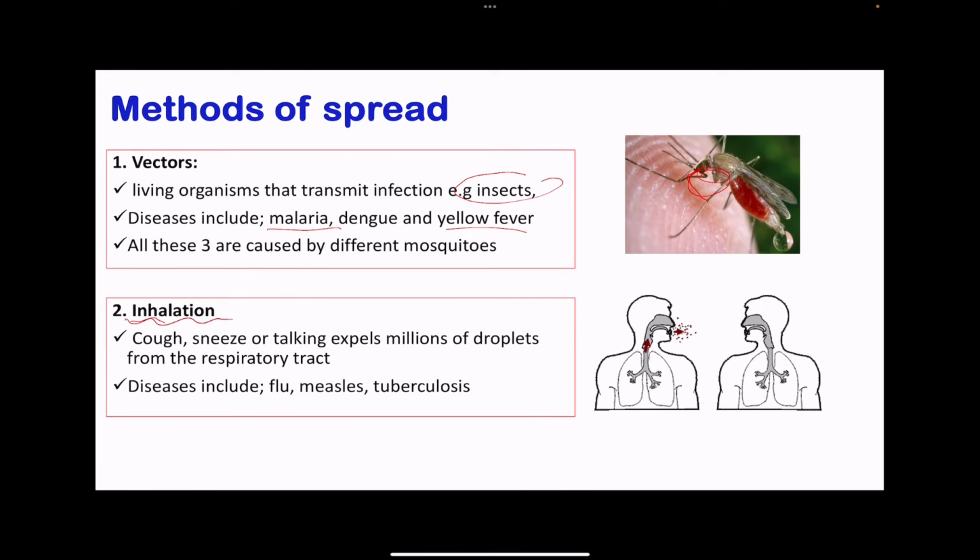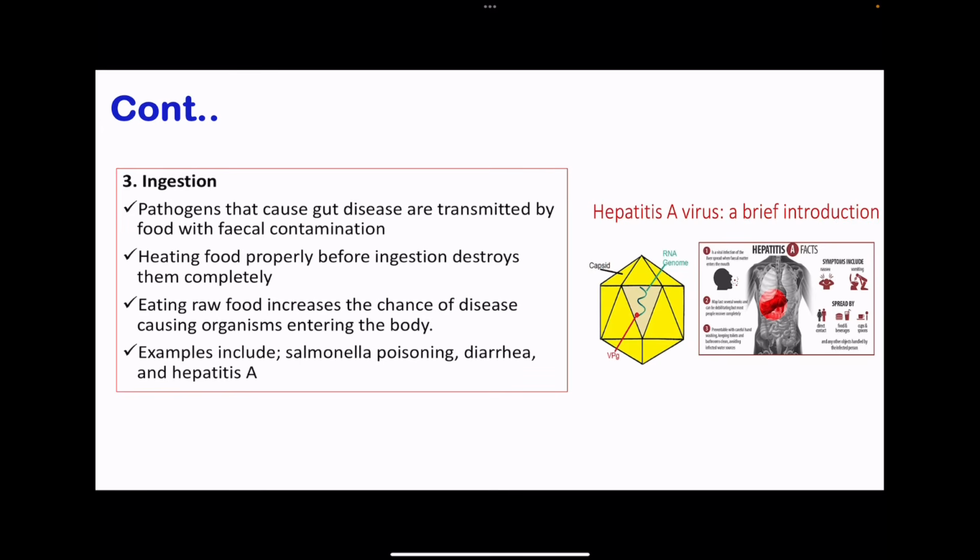The next one is inhalation. Here somebody could cough, they could sneeze, or even just talk, and droplets are going to come from the infected person into the person who is not infected. They're going to get diseased, and this includes measles, tuberculosis, and so on.